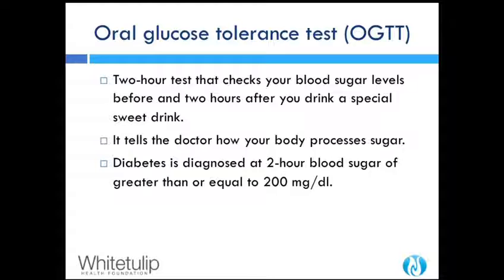The next test is an oral glucose tolerance test. The OGTT is a 2-hour test that checks your blood sugar levels before and 2 hours after you drink a special sweet drink. It tells the doctor how your body processes sugar. Diabetes is diagnosed at a 2-hour blood sugar of greater than or equal to 200 mg/dL.